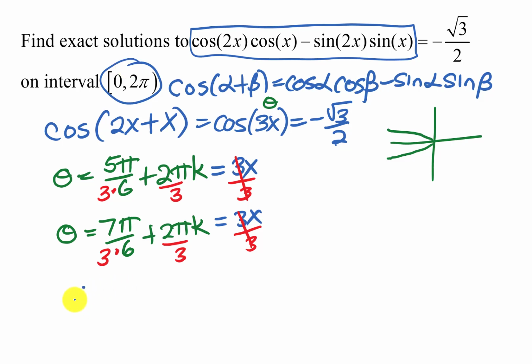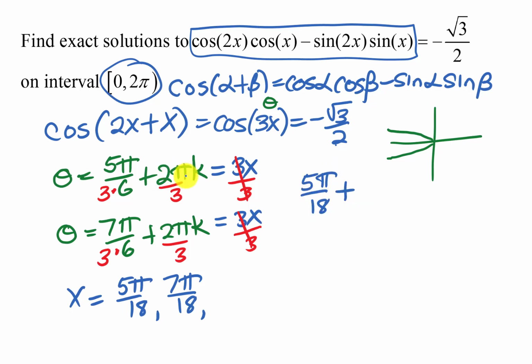Now my first solution is going to come from k being 0, and this would just be 5 pi over 18. My second solution would come from k being 0 in the second piece, that would be 7 pi over 18. Now my third solution would be to add a period to the 5 pi over 18. The period is 2 pi over 3, so let's multiply top and bottom by 6 to make that into 18ths. So 2 pi over 3 is 12 pi over 18. If we add those together, we have another angle that is 17 pi over 18.